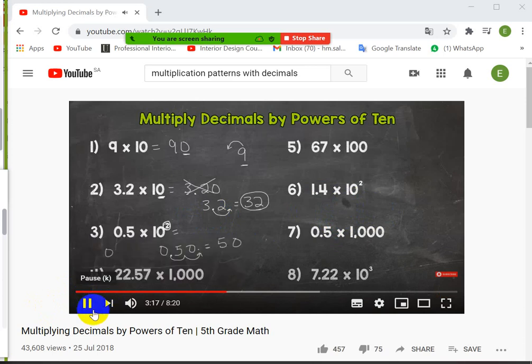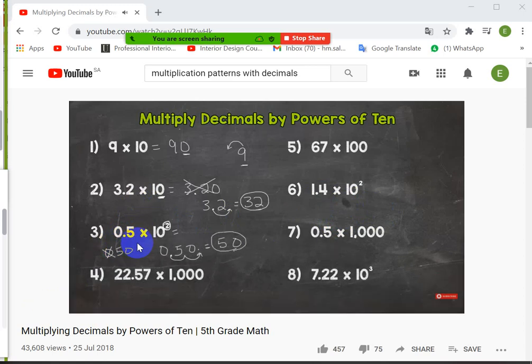You may be thinking, well, you have a 0, 5, 0. Well, this 0 in front of the 50 doesn't mean anything. So our product is 50.